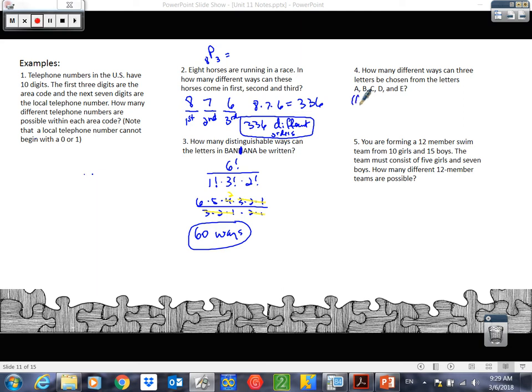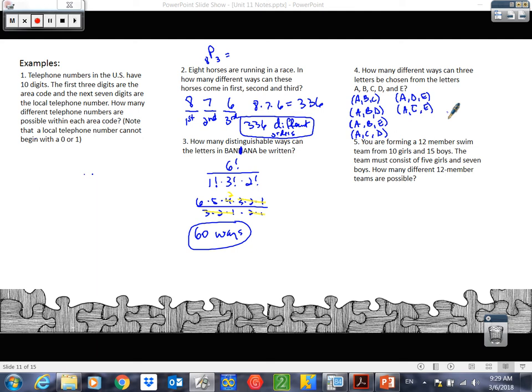So I could do A, B, and C. I could do A, B, and D. I could do A, B, and E, and I've used all the A's and B's. Now we'll keep going on with the A. I could do A, C, and D. I could do A, D, and E, and A, C, and E. Okay, so I've finished all the A's.